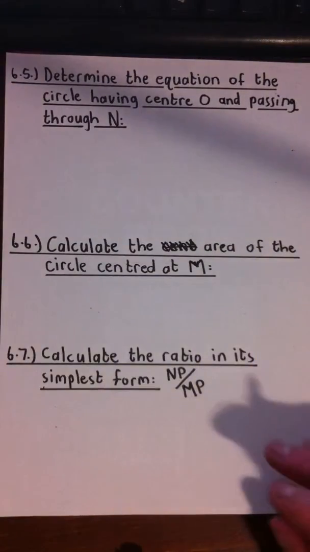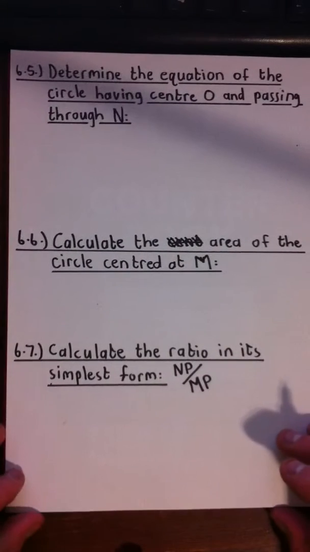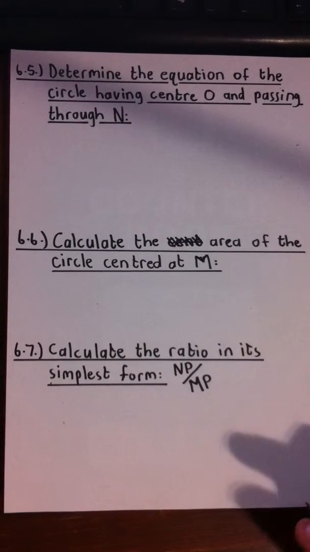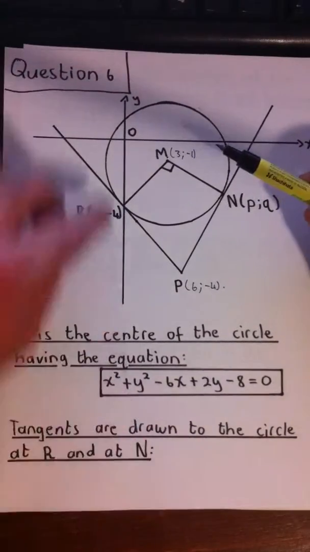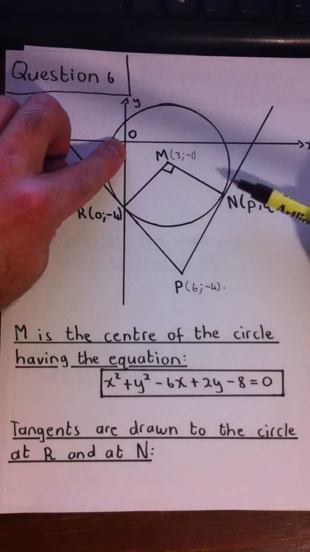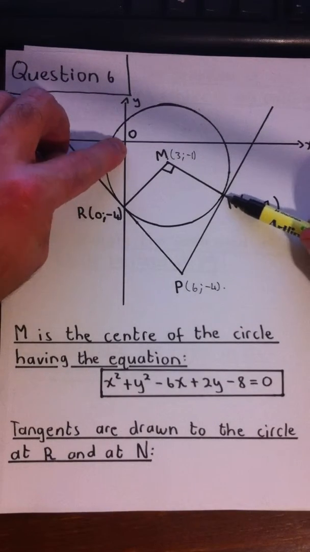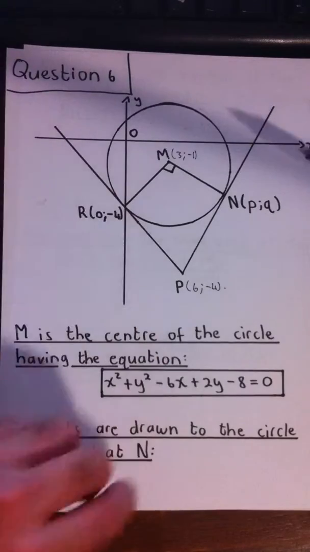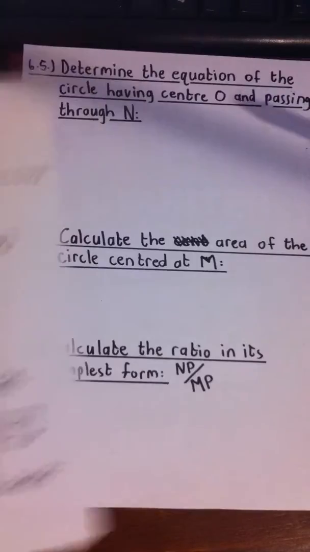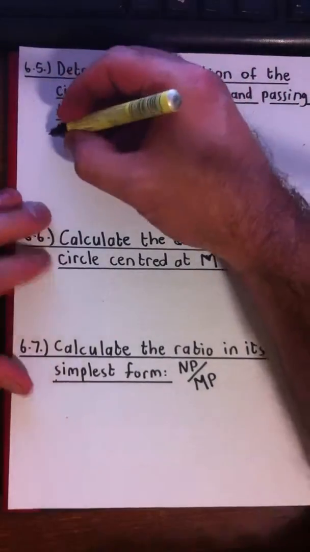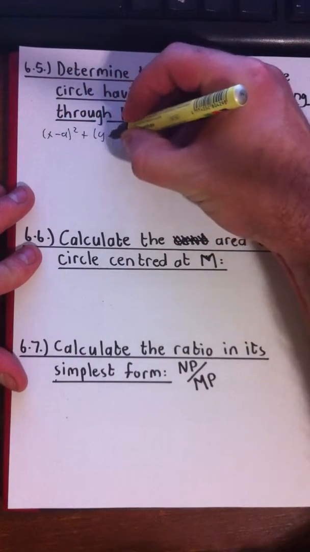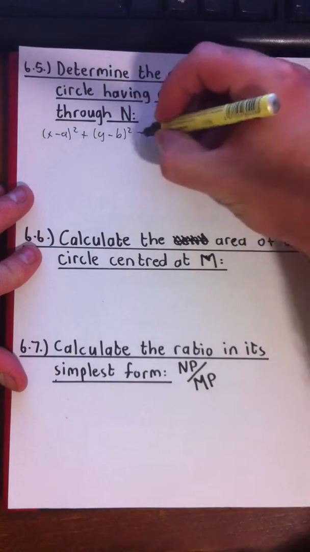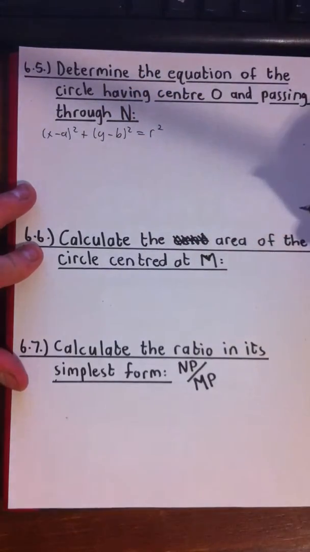Let's see what other questions they have for us. Number 6.5. Determine the equation of the circle having center the origin and passing through N. Okay, so we're going to move the center to here, but it will still pass through N, so it'll just be a bigger circle. So now, again, we know that the equation of a circle is x minus a squared plus y minus b squared equals r squared.